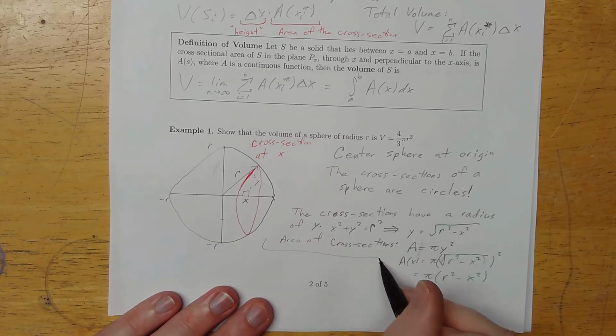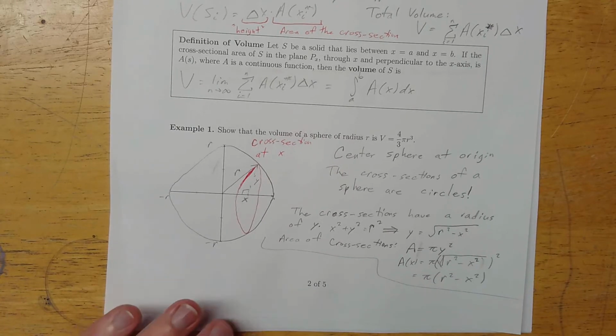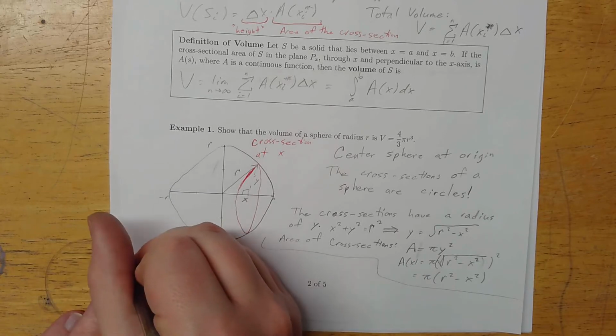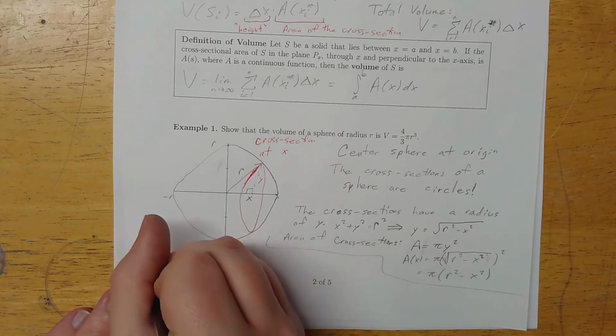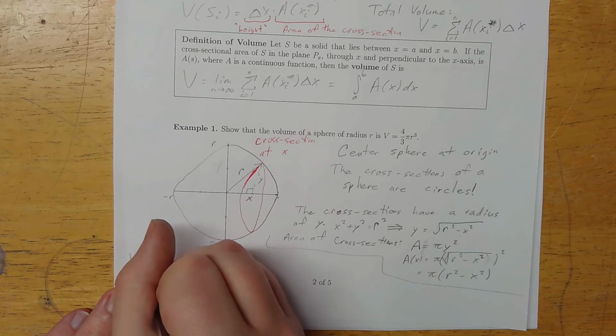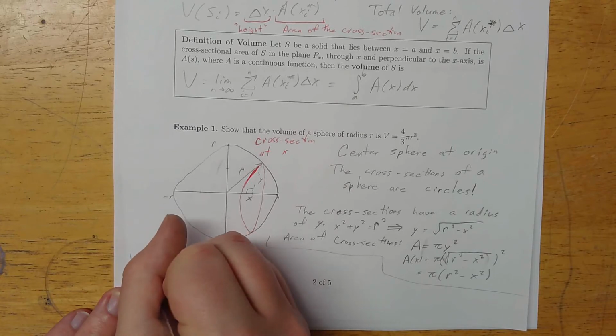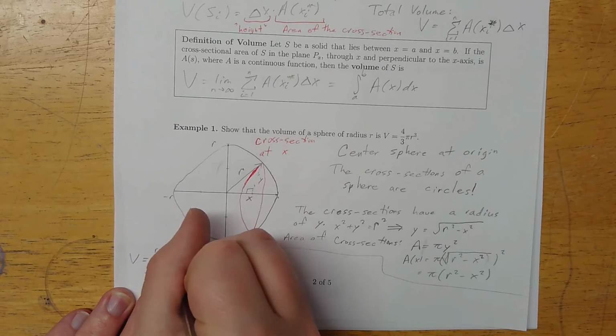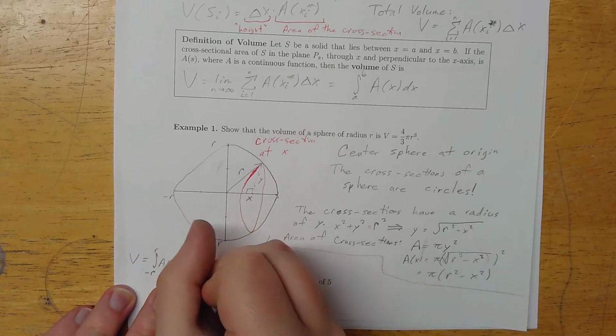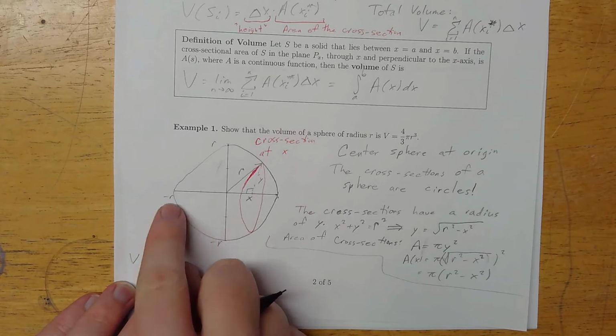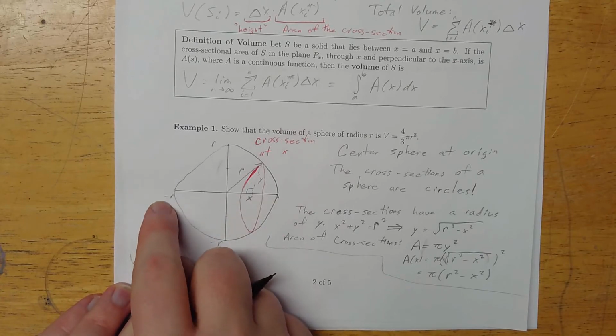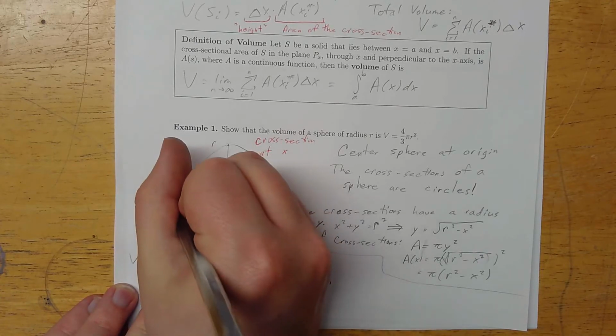So all of this will then lead us to the ability to find our volume. The volume is going to be the integral from negative r to r of A of x dx. Now why did I say negative r to r? Well, if that's our radius of the circle, we're only going on the x-axis from negative r to r.